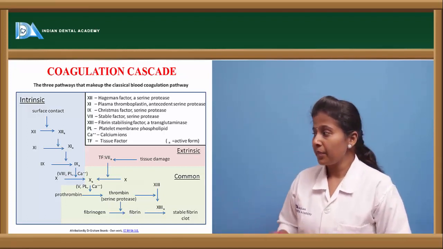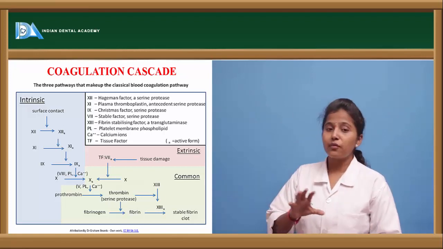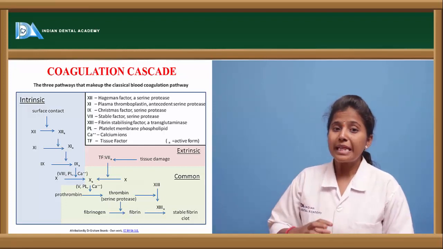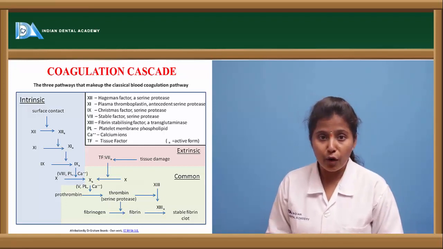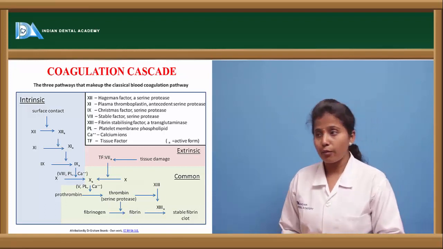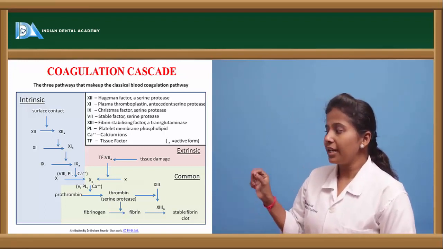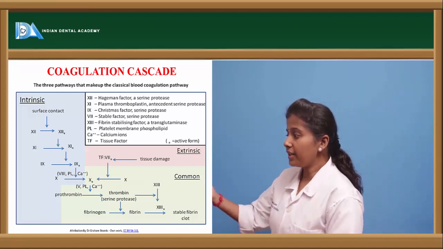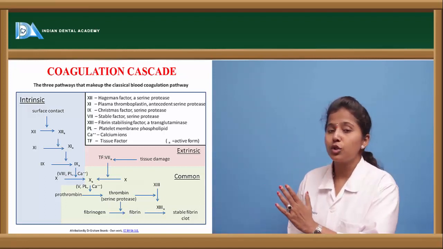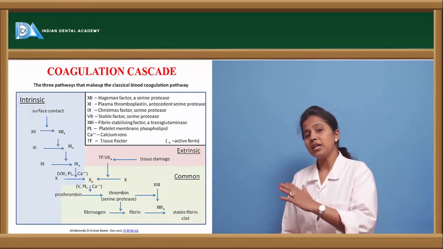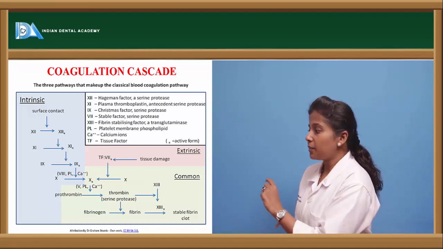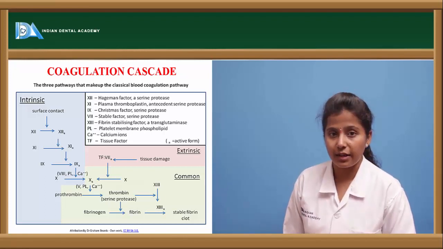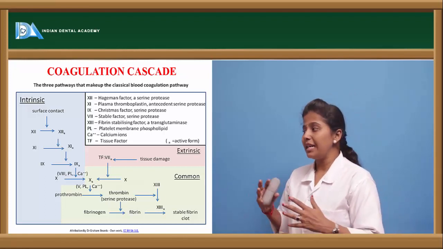This 10A utilizes factor 5 as well as calcium for the conversion of the inactive form of prothrombin to the active form of prothrombin. When this active form of prothrombin is formed, which is called thrombin, it aids in the formation of a clot. Thrombin is a serine protease protein, and it causes the conversion of fibrinogen to fibrin, and this fibrin is in turn converted to stable fibrin in the presence of factor 13A, which is formed from factor 13. So all the factors are in inactive forms.